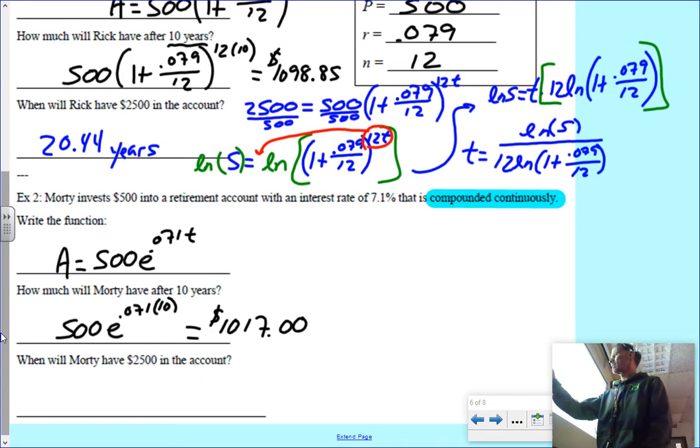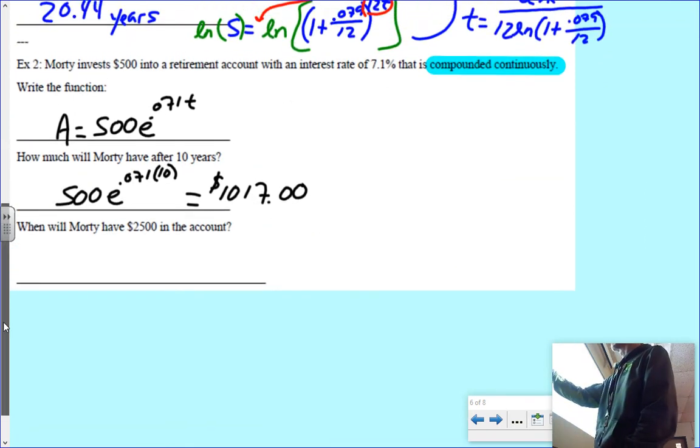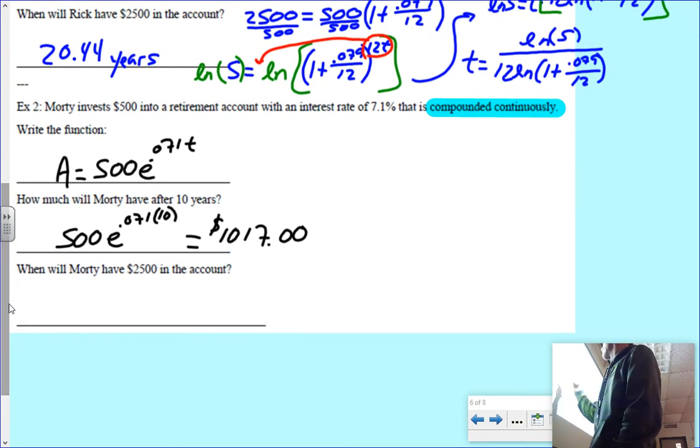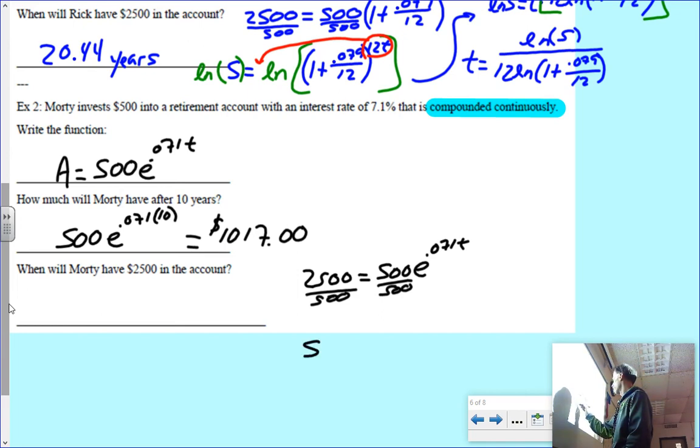And then the last question, just like before, now we want to know how long it will take to get $2,500. Same deal, right? So we take 2,500 equaling 500 e to the 0.071 t, divide by 500, and again, we know that's going to be 5.